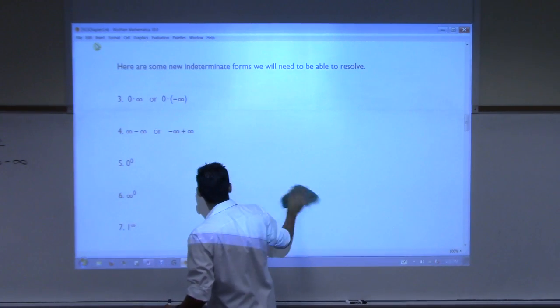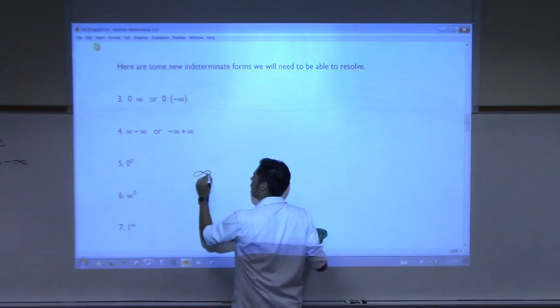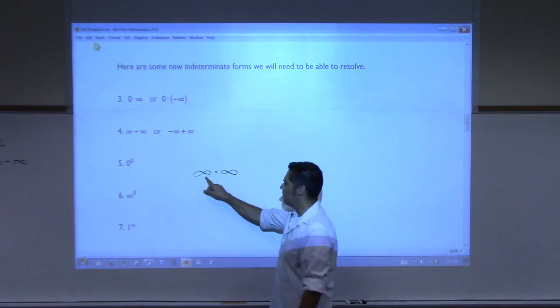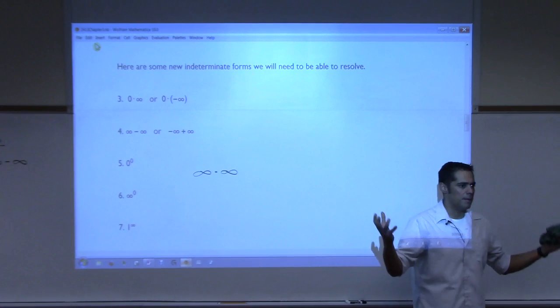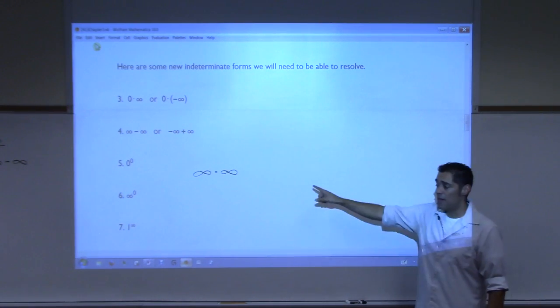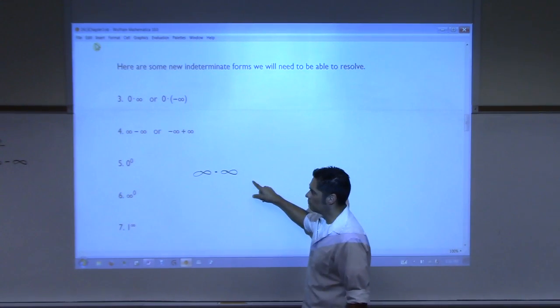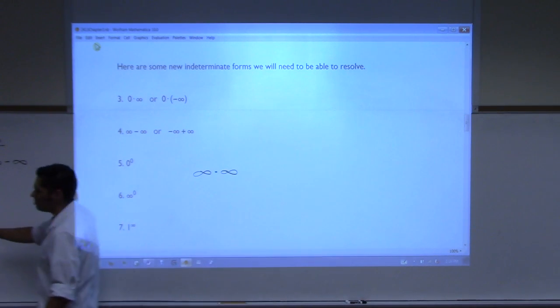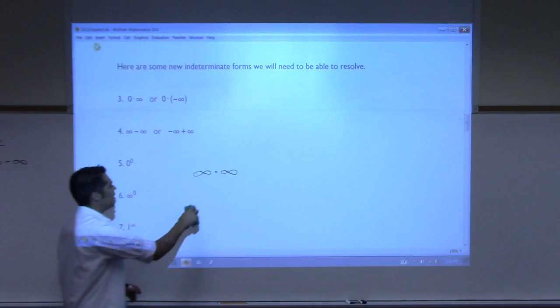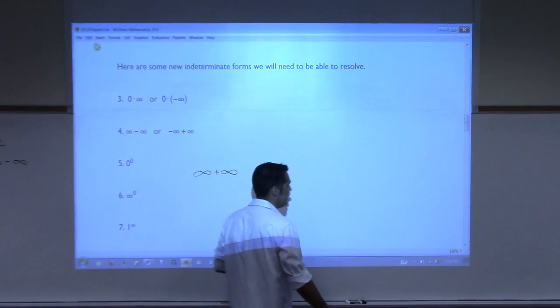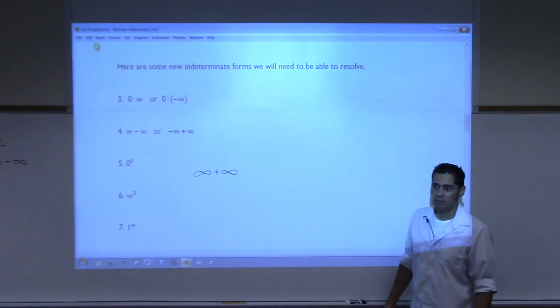Infinity times infinity. Most students have no problem with this. Numbers getting big times another big number. Two big numbers multiplied together should be big. So that's not a problem. The answer to that is infinity. I didn't put the answer to this, did I? 0 times 0, that's obviously 0. Infinity times infinity. How about infinity plus infinity? Infinity. You're adding two big numbers together, still going to be big.